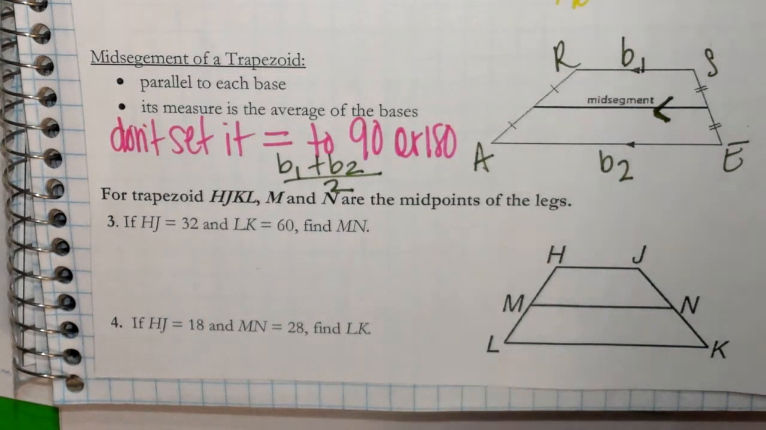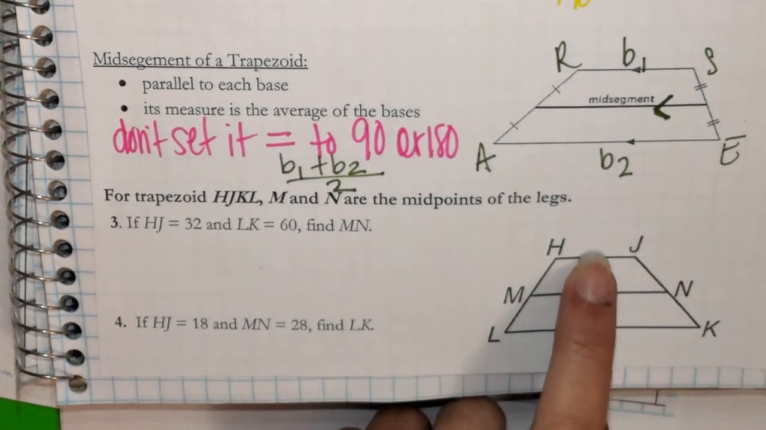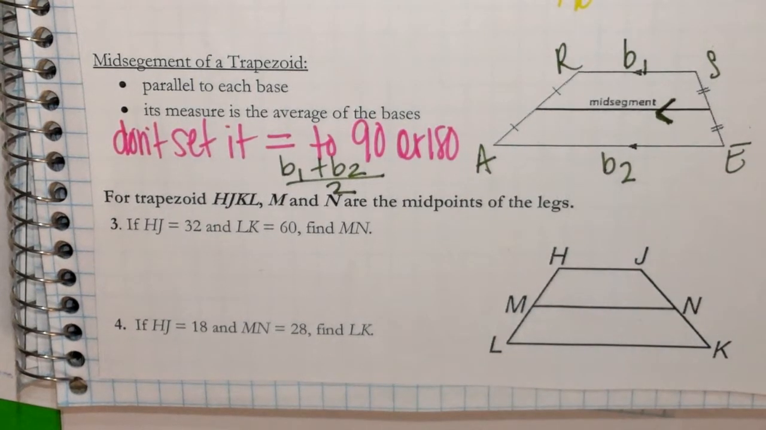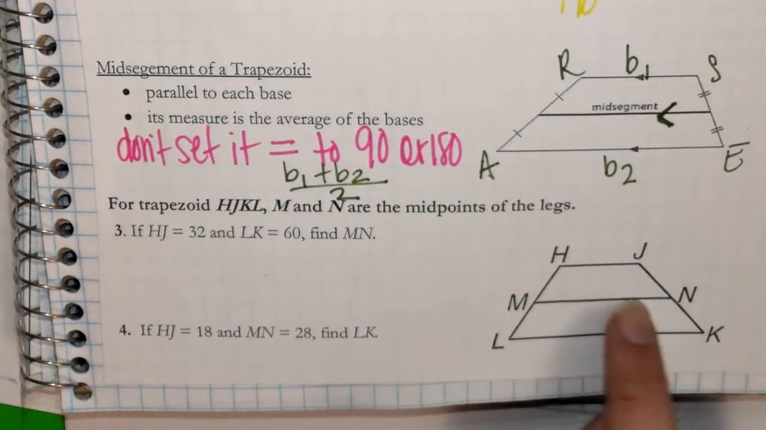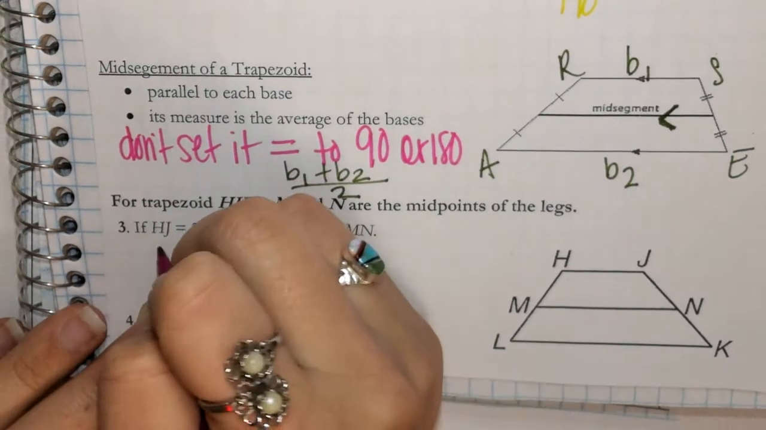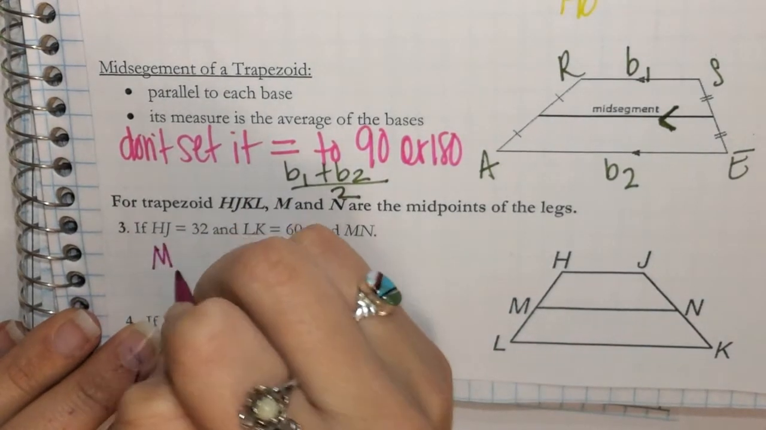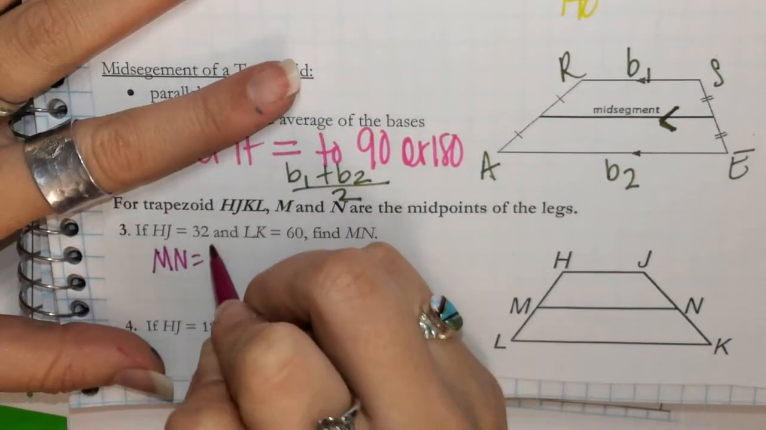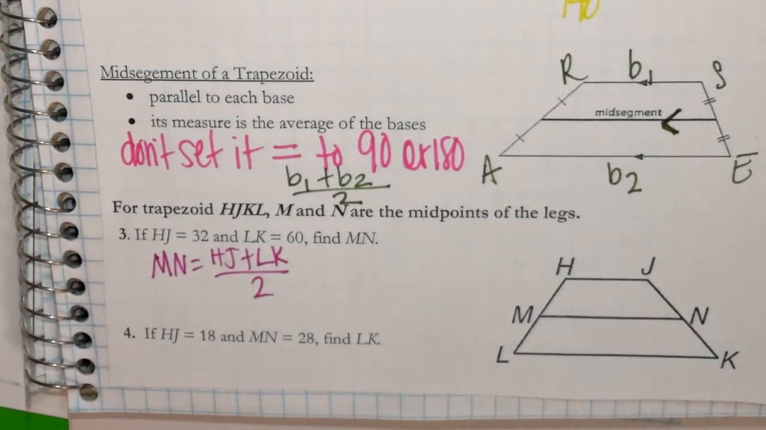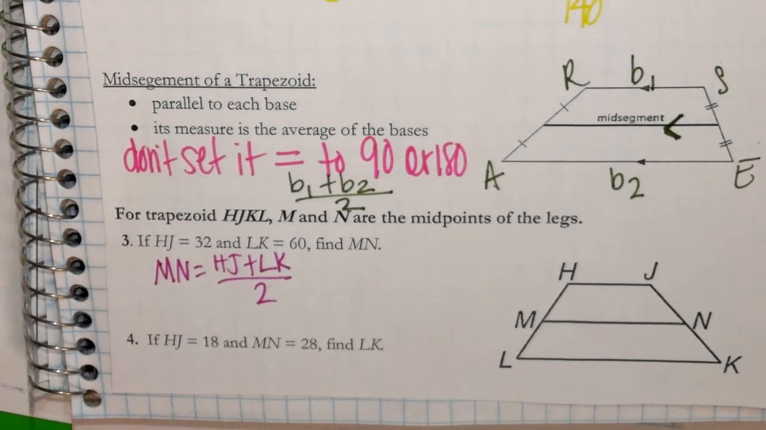Okay. Let's look at problem number 3. Now this says that HJ is 32, so that's one of our bases, correct? Yes. And it also tells us that LK is 60. That's our other base. And it wants us to find MN. What is MN called? A mid-segment. Now, what would I do with 32 and 60? Add and then divide by 2. So you would do MN equals HJ plus LK divided by 2. There's a reason we're writing it down by the letters, but it's fine if you just did the numbers.